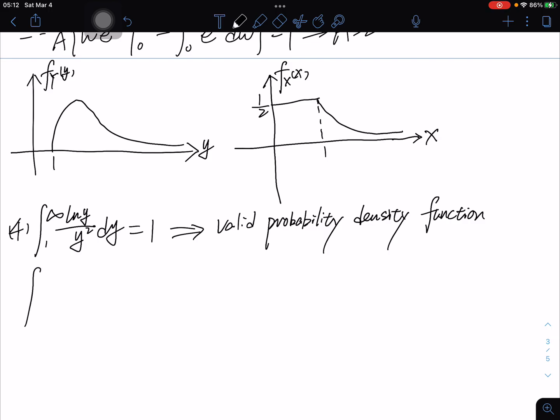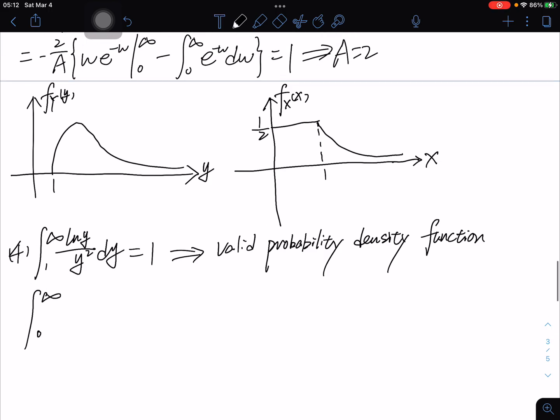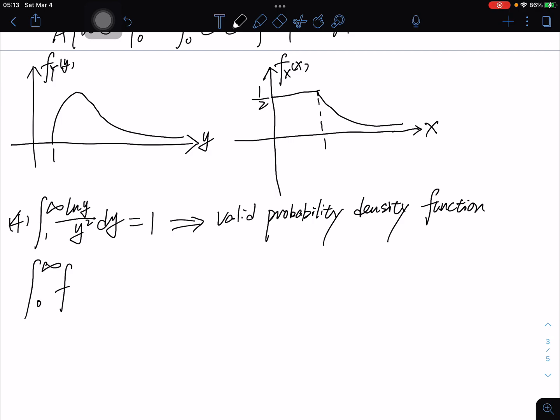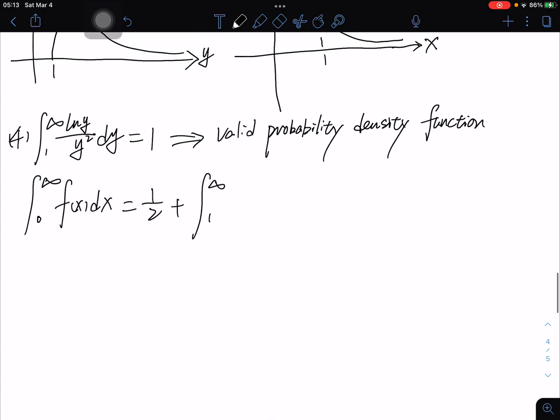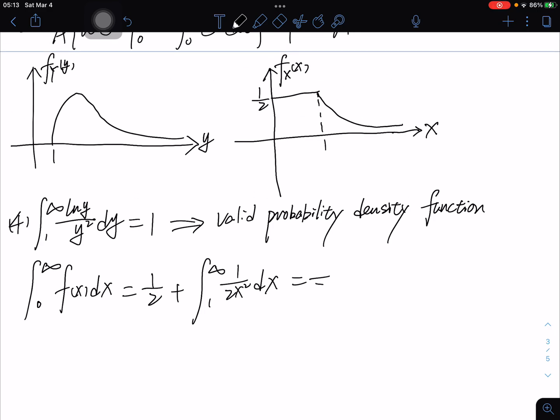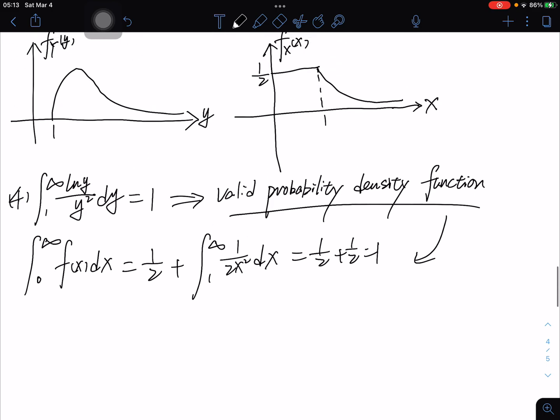What's more, the integral from 0 to infinity of f_X(x) dx equals 1, so this is also a valid probability density function. Oh, we solved the problem totally. Thank you.